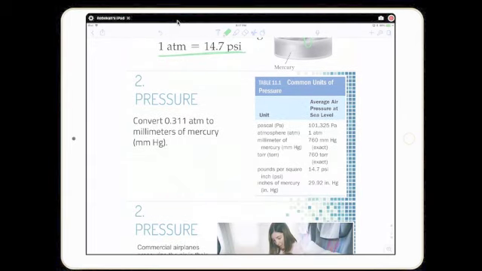Here's another list of these. Note that the 760 is exact. That means infinite sig figs.